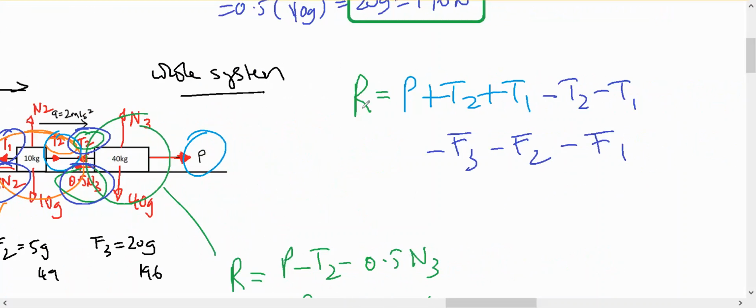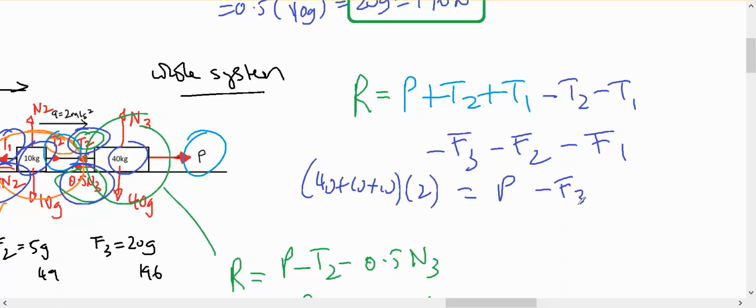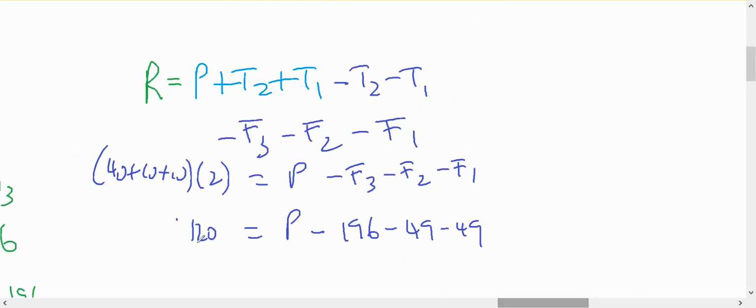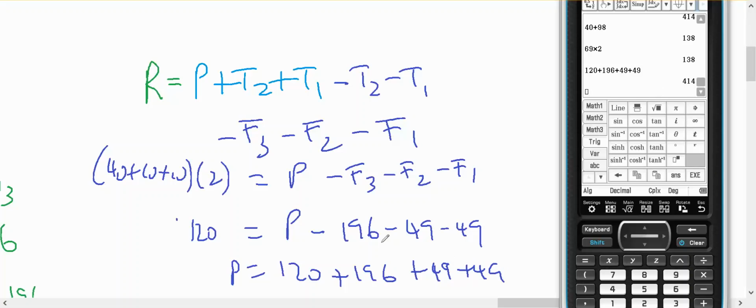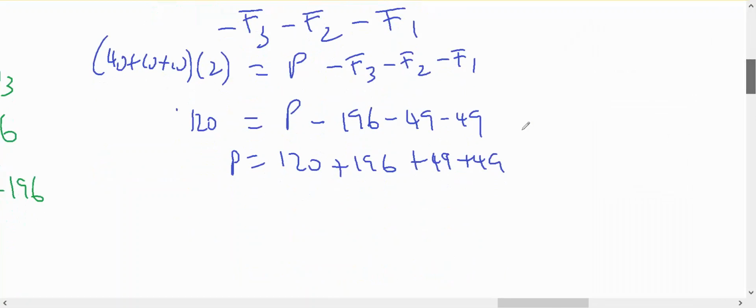Which means that the resultant force will equal mass times acceleration, and there are three masses that are being moved. So 40 plus 10 plus 10 times 2 equals P minus F3 minus F2 minus F1. So 120, so that's 40, 50, 60 times 2. So P is equal to 120 plus 196 plus 49 plus 49, which gives you also 414.